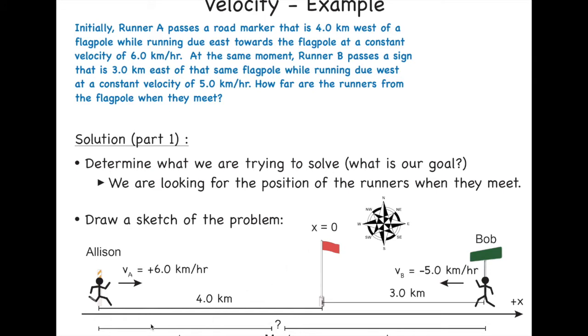Right? In that case, what we're looking for is delta x_A, how far runner A had to go before he reached the meeting point, which is not necessarily at the flagpole. The other thing we're looking for is how far runner Bob had to run from his starting point in order to get to the meeting point, which again is not necessarily the flagpole.